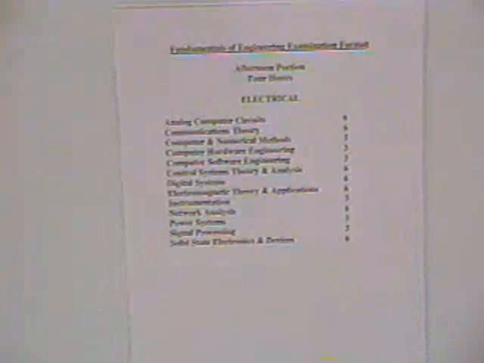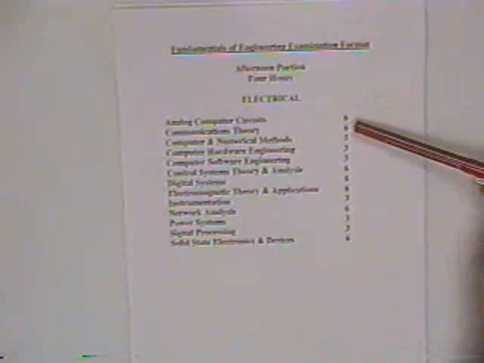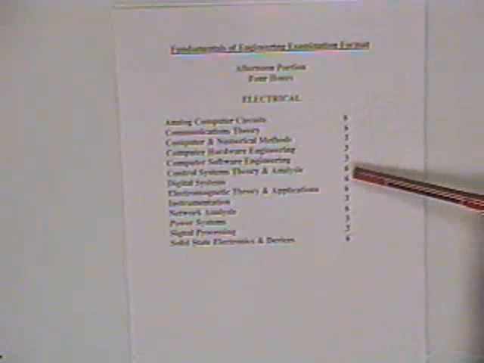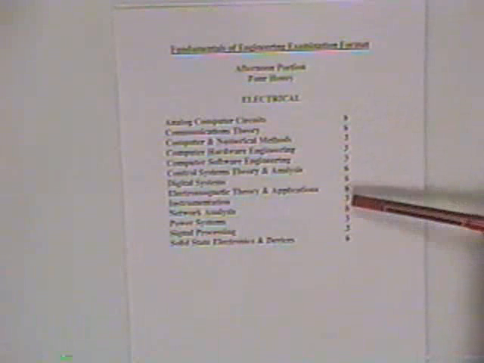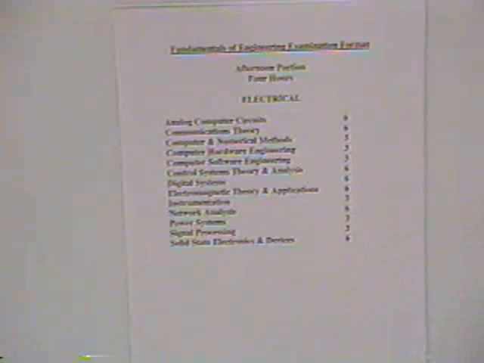For those of you that are electrical engineers and interested in what's going to be on the electrical section, again, almost without exception, there are anywhere from 12 to 20 topics that are covered in each of the discipline-specific areas in the afternoon. You can see the emphasis here. In electrical, 6 problems in analog circuits, 6 in communication theory, control systems theory and analysis have 6, digital systems 6, electromagnetic theory and application 6, network analysis 6, solid-state electronics and devices 6 problems.